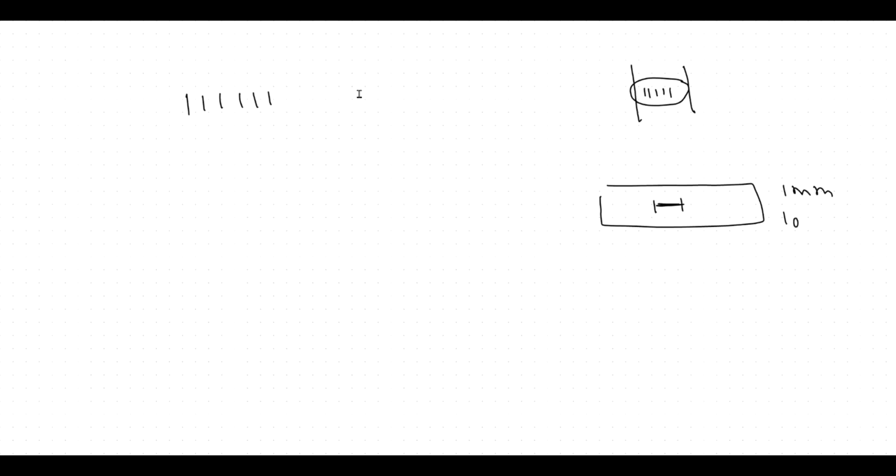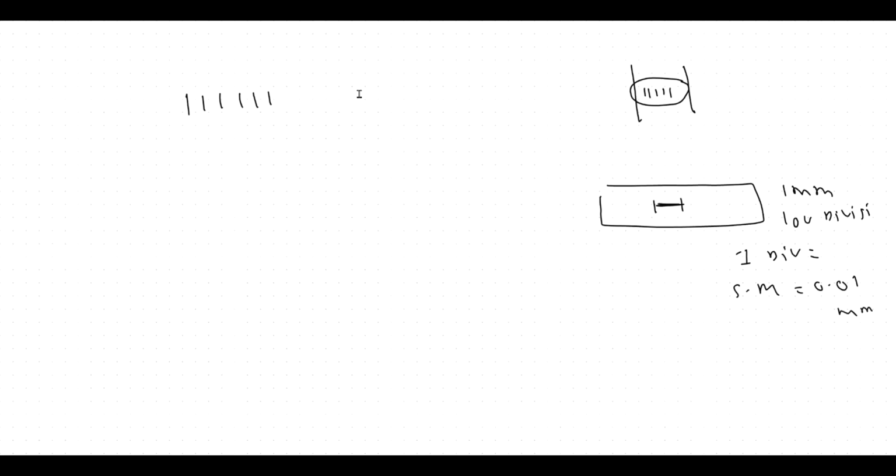So one division of a stage micrometer will be equal to 0.01 mm. Got it? So how do we do this calibration?